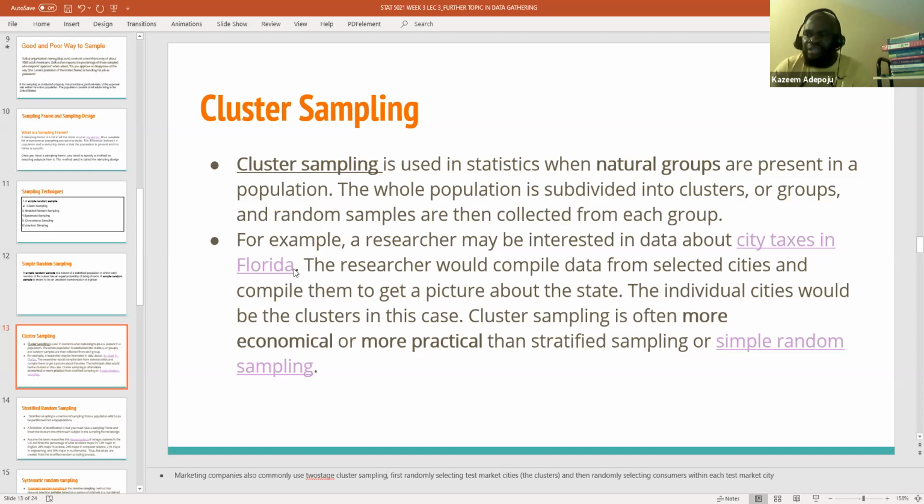You could decide to divide the population into cities. That was why I gave the example: a researcher is interested in data about city taxes in Florida. Of course, Florida is a state in the United States, and there are so many cities in Florida. So the researcher will compile data from selected cities and compile them to get a picture about the state. The state of Florida has a lot of cities, so each city, by the time you compile that, could form a cluster.